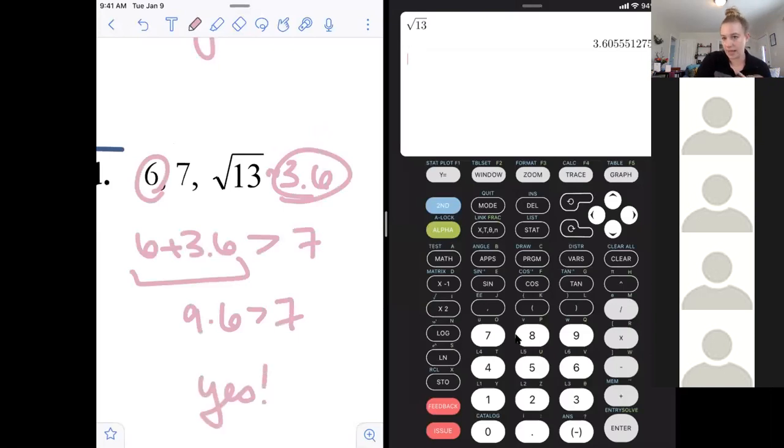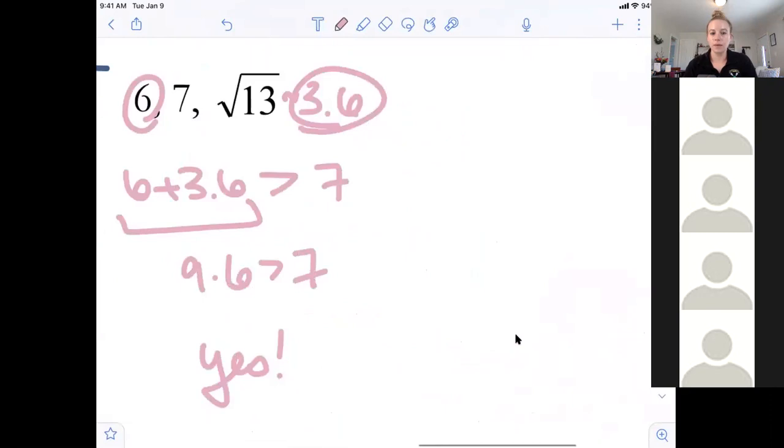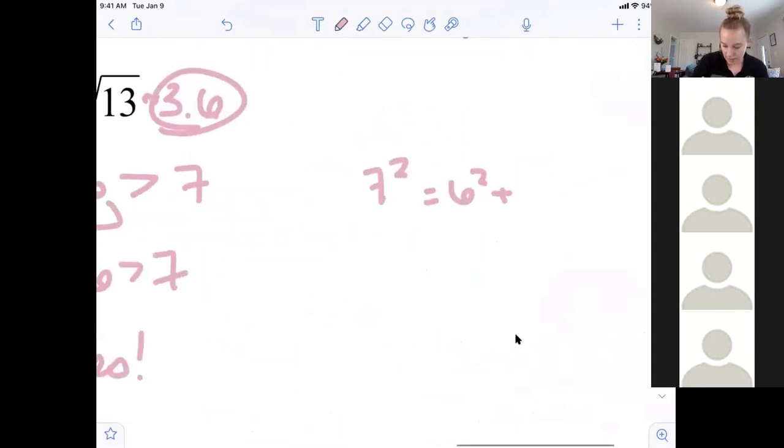Okay, so we open the gate. We can actually solve this problem. I don't need my calculator anymore. Bye, calculator. That means that 7 is my biggest number, so I need to have 7 by itself over here. 7 squared equals 6 squared plus root 13 squared.